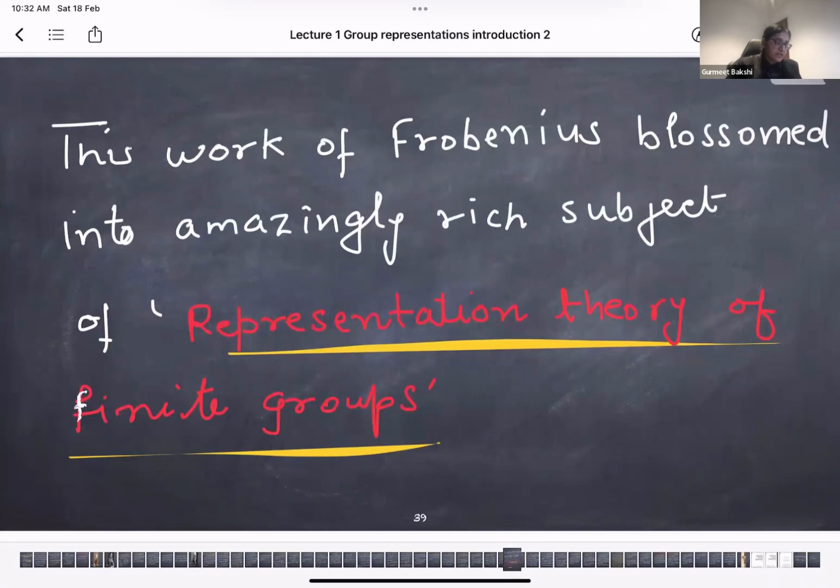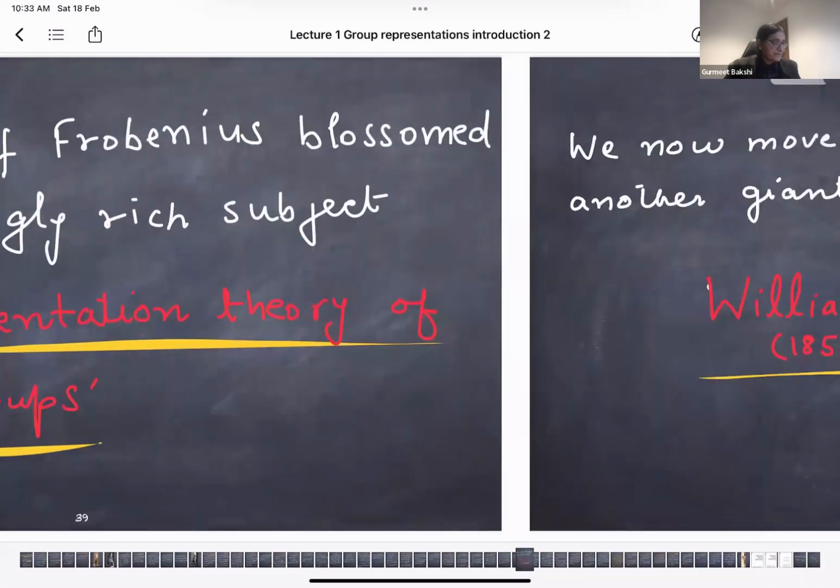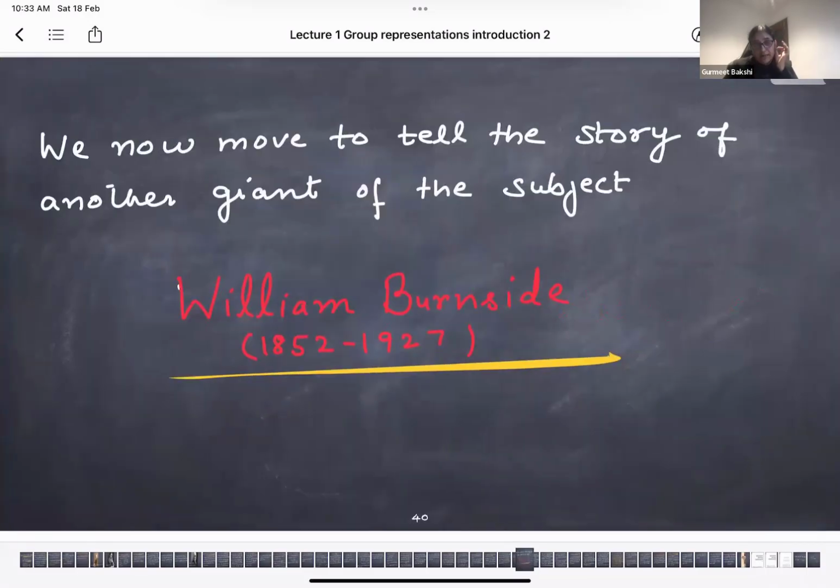This work of Frobenius blossomed into an amazingly rich subject. Later, of course, many people joined. Burnside came, and Emmy Noether came, Schur came, Brauer came, and they all contributed immensely to this area. And then lots of applications were seen. It blossomed into a very rich subject, representation theory of finite groups. It's a 125-year-old subject only. And so this was the correspondence between Dedekind and Frobenius.